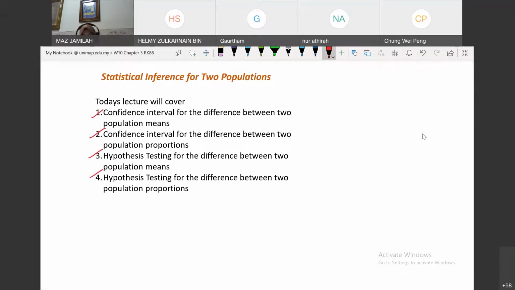class on Friday night. Okay, so what we are going to cover afterward will be finding the CI for two population means, finding the CI for two population proportions, performing the hypothesis testing for two population means, and performing the hypothesis testing for two population proportions.